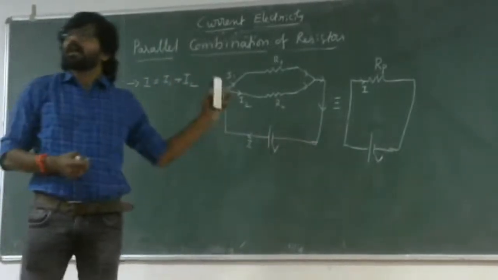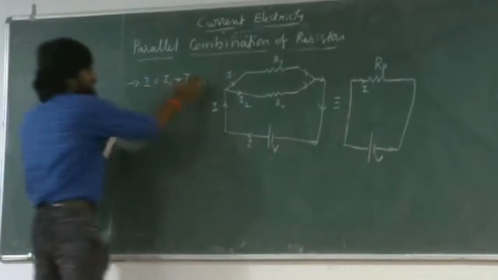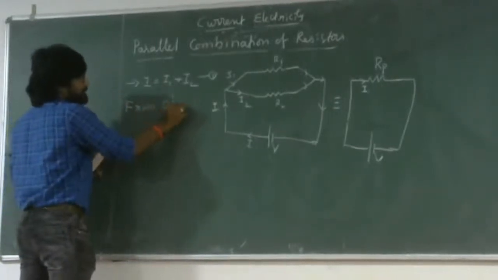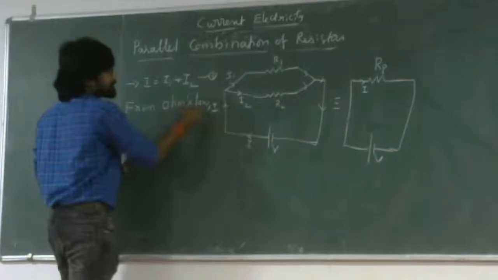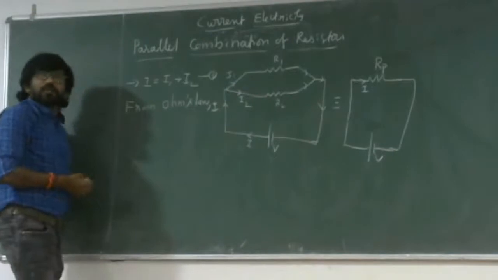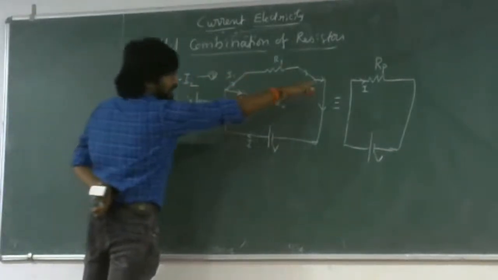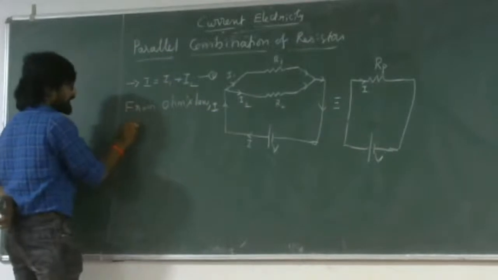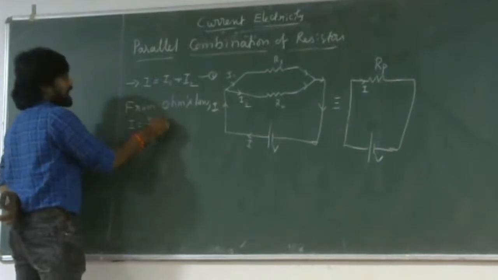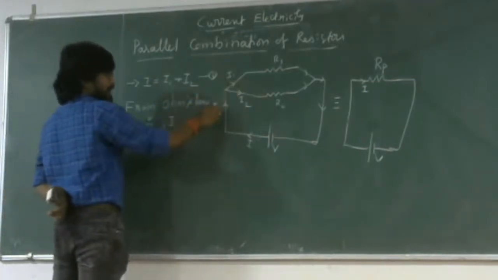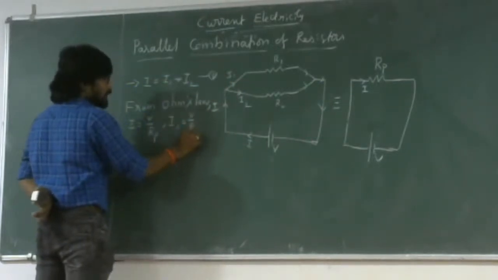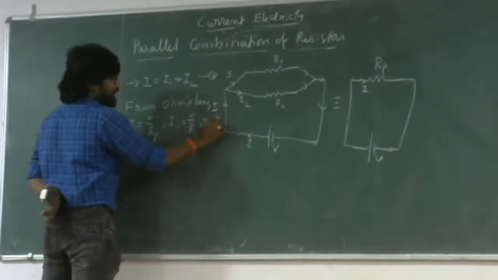I is equal to I1 plus I2. Again, we say this is equation 1. From Ohm's law, you can say I is equal to V by R. In the equivalent circuit, I is equal to V by Rp. Here, I of the equivalent circuit is V by Rp, and I1 is V by R1 and I2 is V by R2.